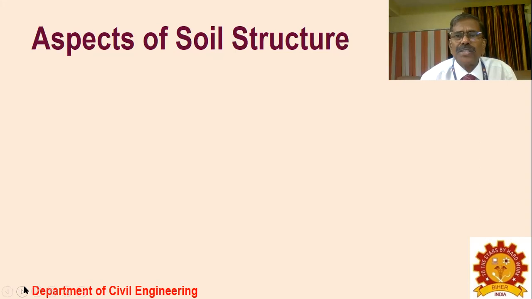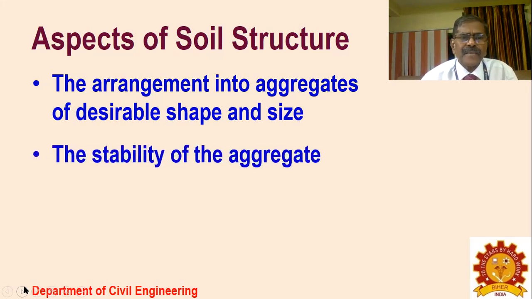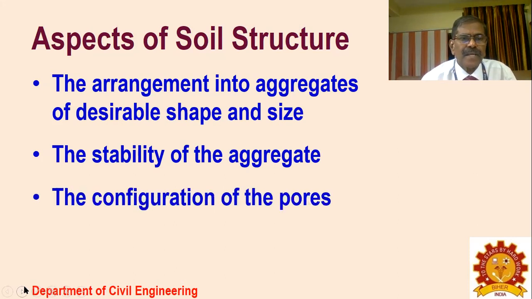Now, aspects of soil structure. The arrangement into aggregates of the desirable shape and size is sometimes called one of the soil structure aspects. The other aspect is the stability of the aggregate. An aggregate is a larger size, with everything put together in a single form. Then there is the configuration of the pores, how the pores are located in an aggregate or in a mass of the soil.